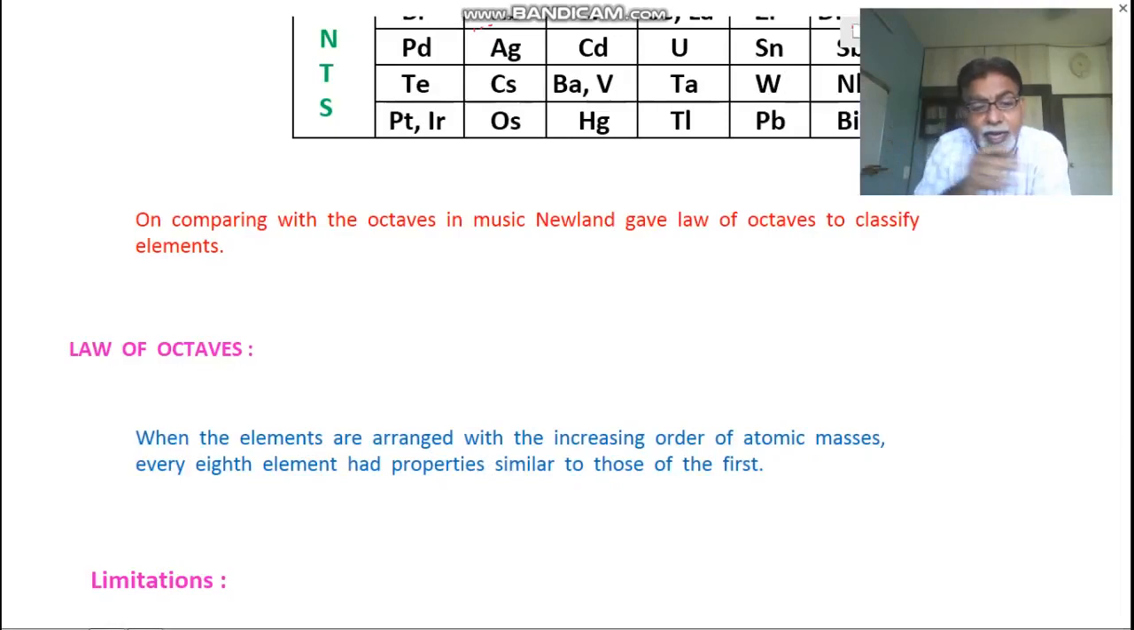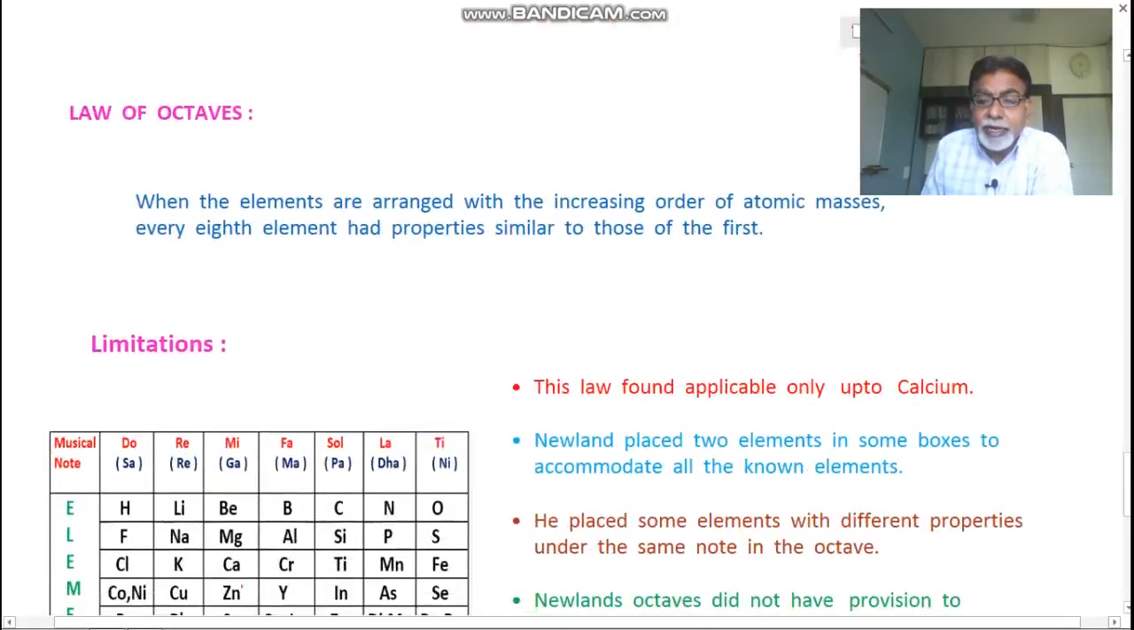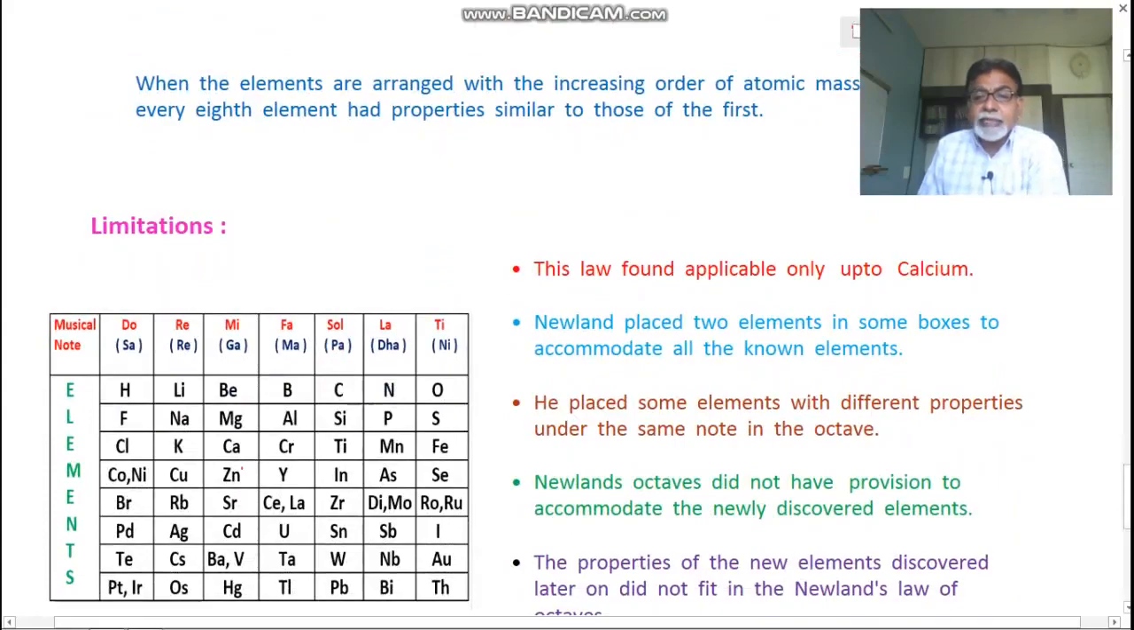What problem was faced by Newlands? That we also have to discuss and look at here. अशा प्रकारचं क्लासिफिकेशन केल्यानंतर काय प्रॉब्लेम आला? First problem, this classification, the law of octaves, is applicable only up to calcium. Means after calcium, the elements do not have the property of the first element. Once again look at the table here. हा जर आपण टॅब्युलर फॉर्म घेतला तर हा लॉ फक्त कॅल्शियमपर्यंतच ॲप्लिकेबल आहे. After calcium, every 8th element does not have the property of the first one.